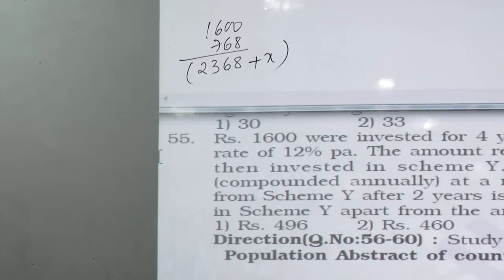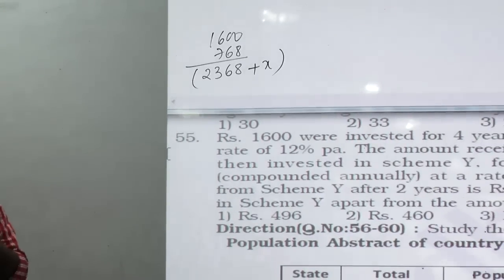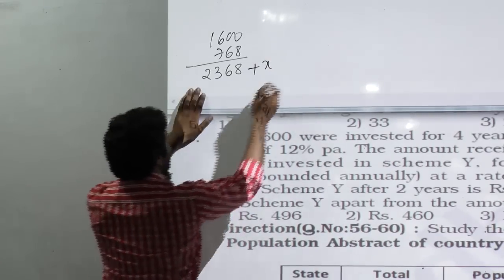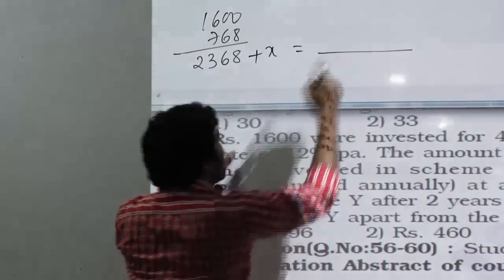The answer is 432. You want me to explain how? Just by looking at the number. After adding x rupees to this number, ideally speaking, it should become a round figure.